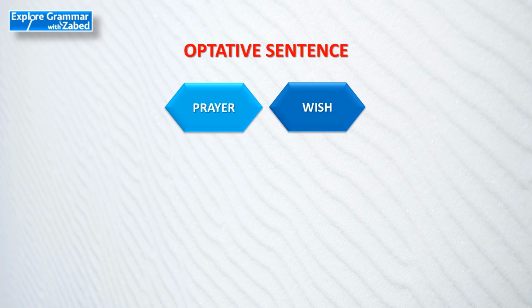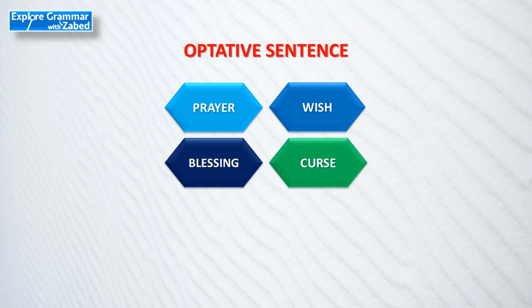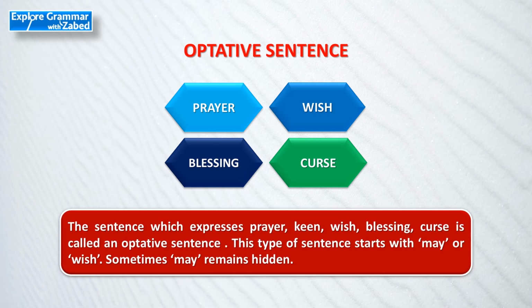Well, let's try to know the definition of an optative sentence. The sentence which expresses wish, desire, blessing, prayer, or curse is called an optative sentence. This type of sentence starts with may or wish. Sometimes may remains hidden.